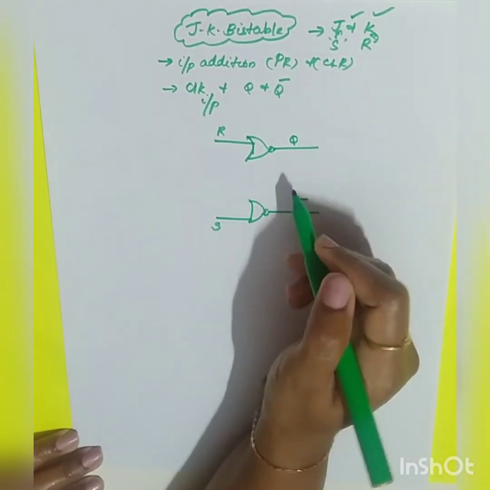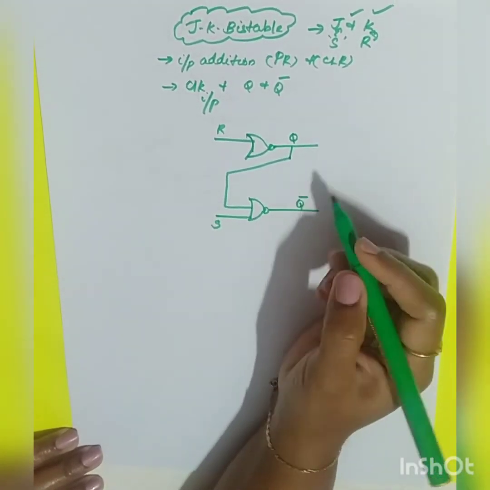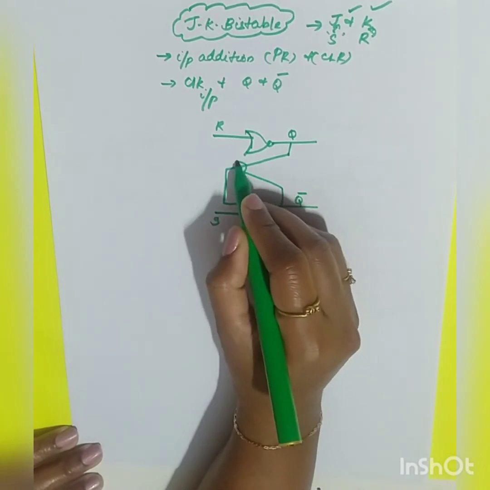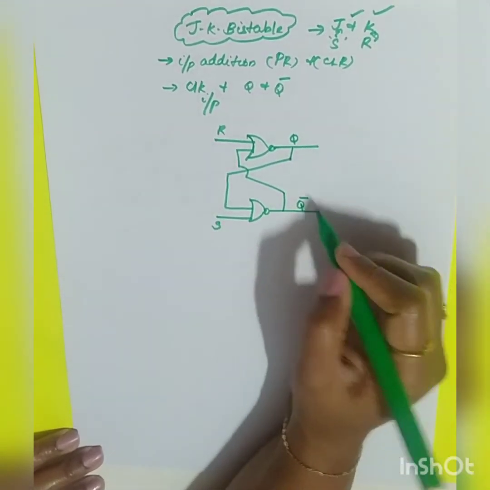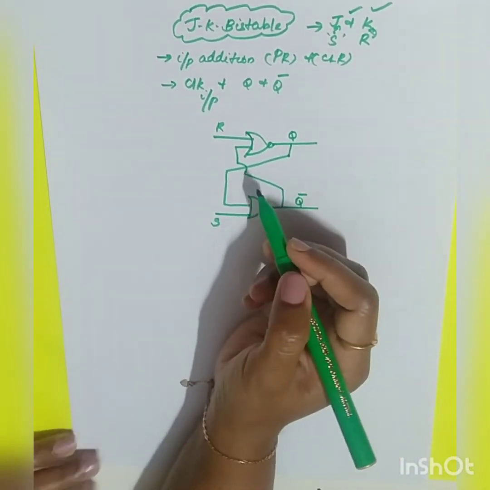Okay, now what is the next thing you have done? The output will be fed back to the input. Okay, so this is your RS latch or RS bistable which we have drawn before.